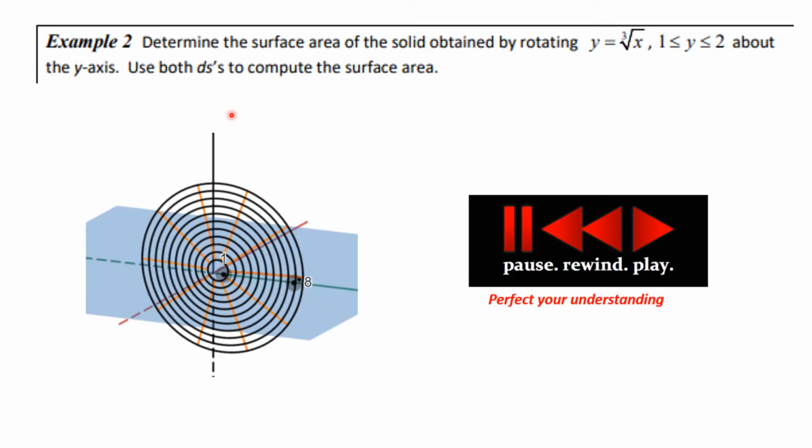Here's another problem. Determine the surface area of the solid obtained by rotating y equals the cube root of x as x goes from 1 to 2. Now notice that this is a different limit than this one about the y-axis, and I'm going to ask you to do this problem twice. So use both S's, both ds's, to compute the surface area, and of course you should get the same answer.